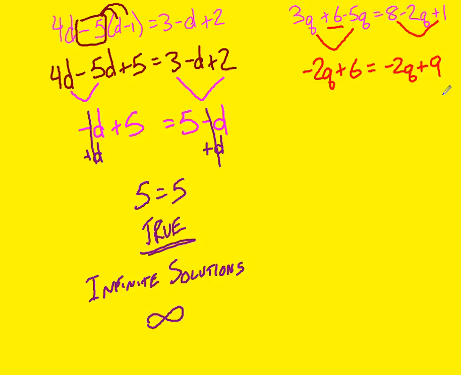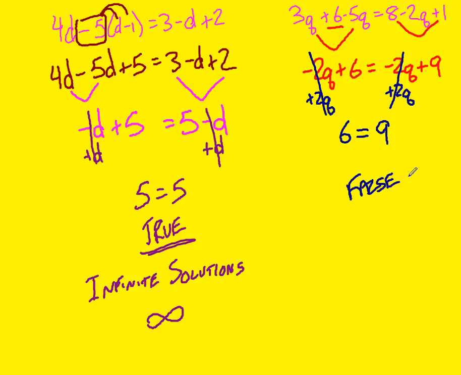Again, I want to try to combine my like terms. So I'm going to add 2q to both sides. Going to make those cancel out. And look, again, we have negative 2q and positive 2q. They're going to cancel each other out yet again. So I'm left with 6 is equal to 9, which definitely is not true. This is a false statement.